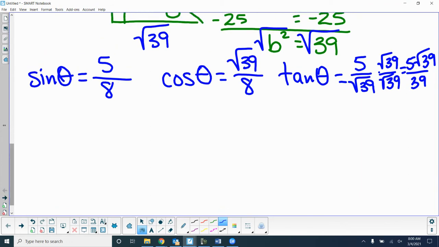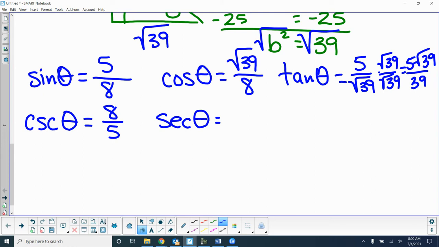So the reciprocal of sine is called cosecant. We use CSC for that and just flip it. So that's 8 over 5. For cosine, it's secant. So I'm going to flip that, and then I have to rationalize it so it becomes this, right? It's going to be just like the 5 over the 39, but it's 8. And you're going to do the radical 39 over radical 39 to get just 39 in the bottom.